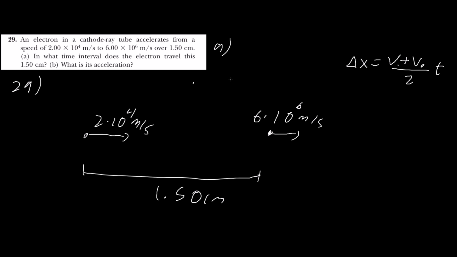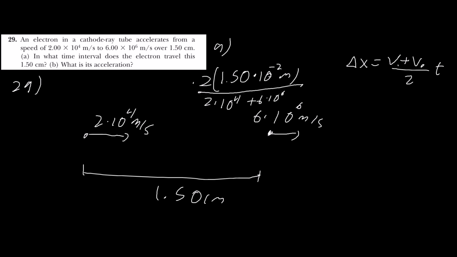Okay, so let's take that 1.50 centimeters. Since the whole thing is going to be 10 to the whatever power, I'm going to write this as 10 to the negative 2 power. Normally I wouldn't put the units, but I'm going to make an exception here. I do put the units, but I don't put the centi, I just leave it off usually, since I presume you guys already know how to convert. And this goes from 2 times 10 to the 4th power added to 6 times 10 to the 6 meters per second.